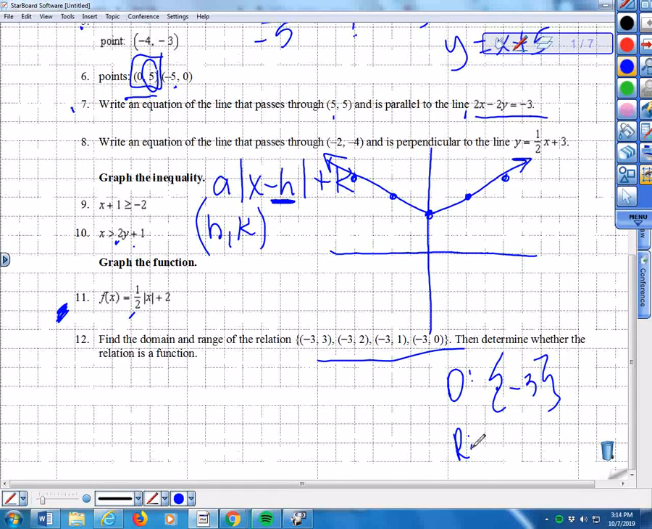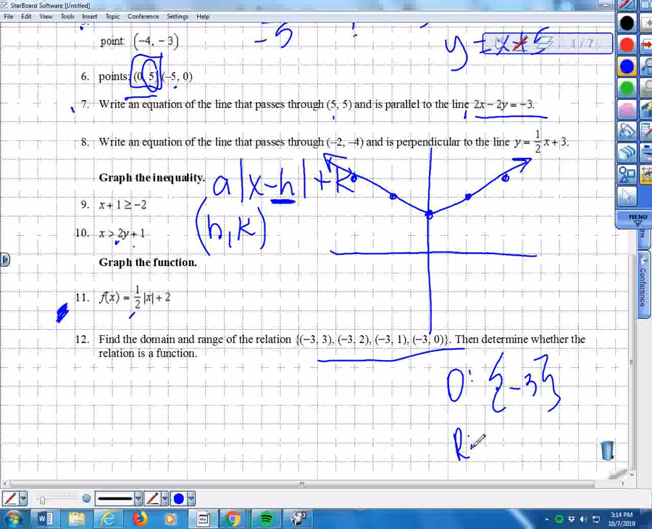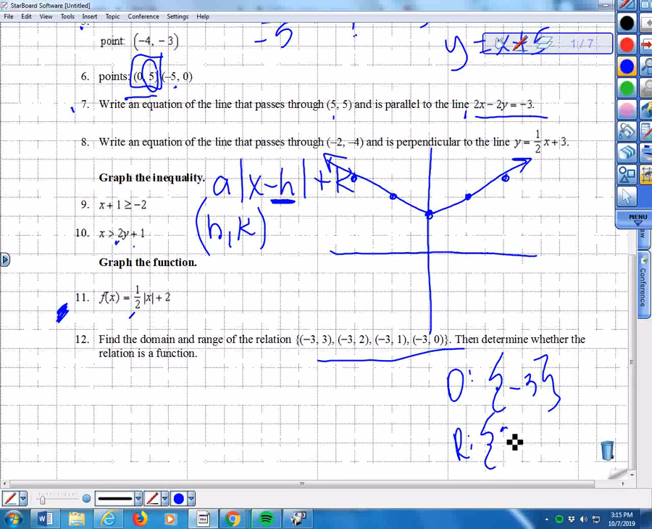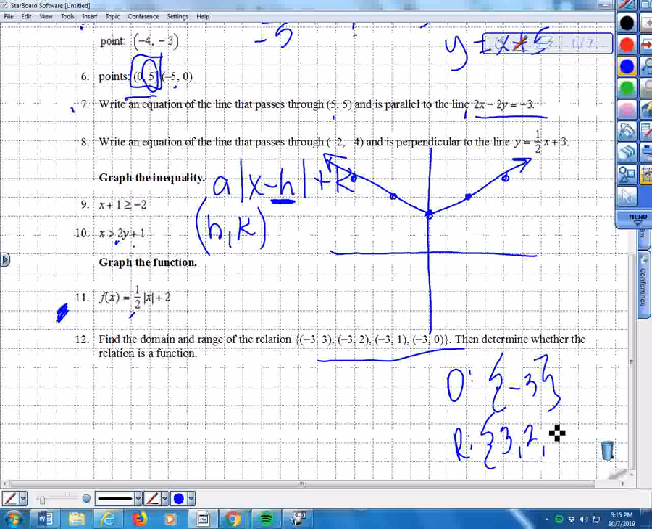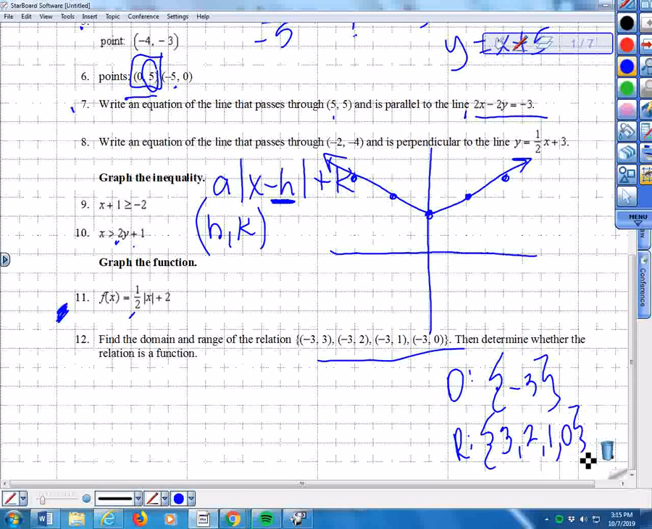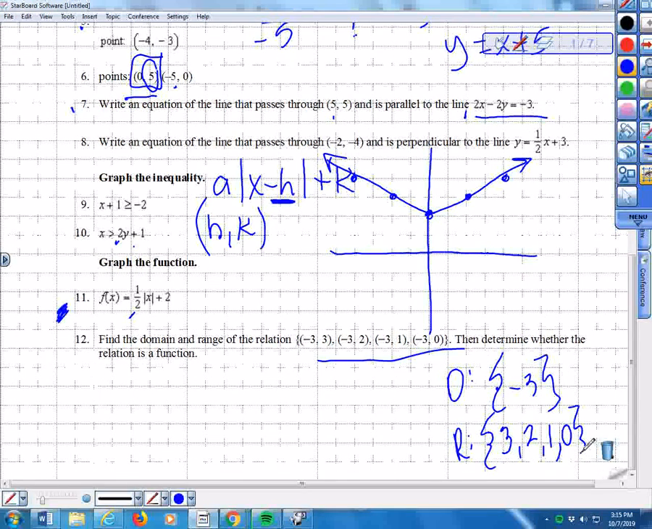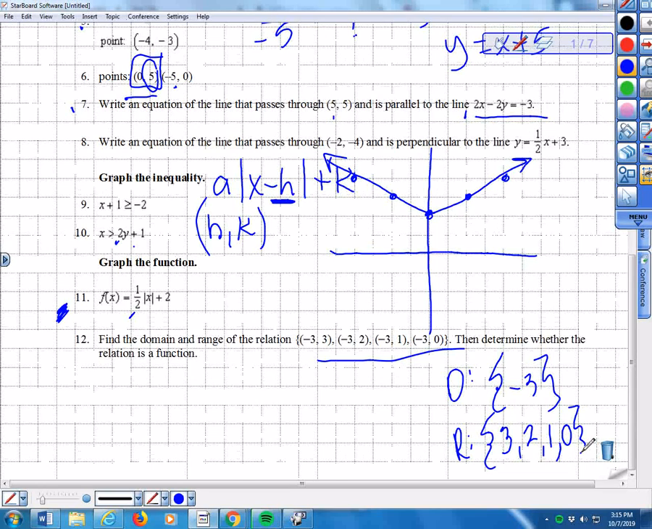Or, yeah, that's fine. Okay, what's the range? 3 to 0, or 0 to 3. So it's 3, 2, 1, 0. Exactly. It's not anything between those. It's not 3.1 or 2.7. It's just 3, 2, 1, 0. Those exact integers. That's why I use the squigglies. Okay? All right. That's the domain and range.